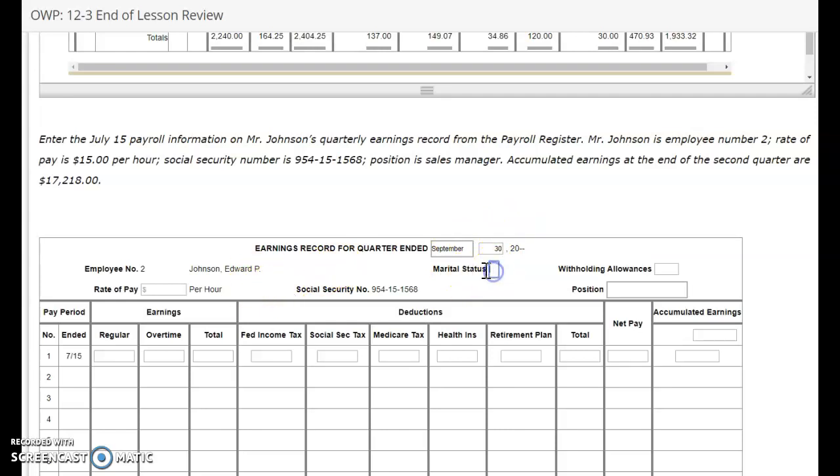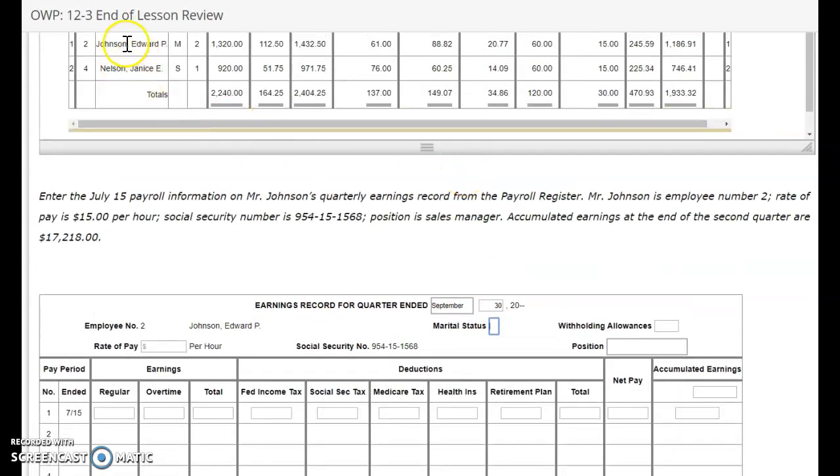Now we know the marital status. We can just look up here for Mr. Johnson that he's married. So I'm going to put an M. And he has 2 withholdings. Rate of pay was 15. And position is sales manager. Okay, now here it tells us it ended on July 15th. So now we're just going to transfer, let's put in the accumulated earnings here quick. 17,218. Okay, we will transfer the amounts down.